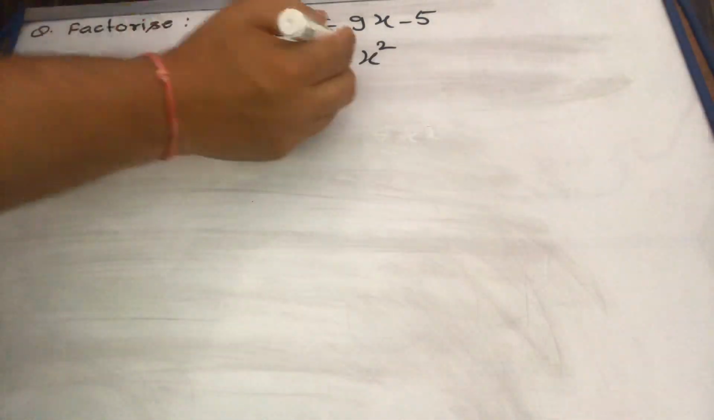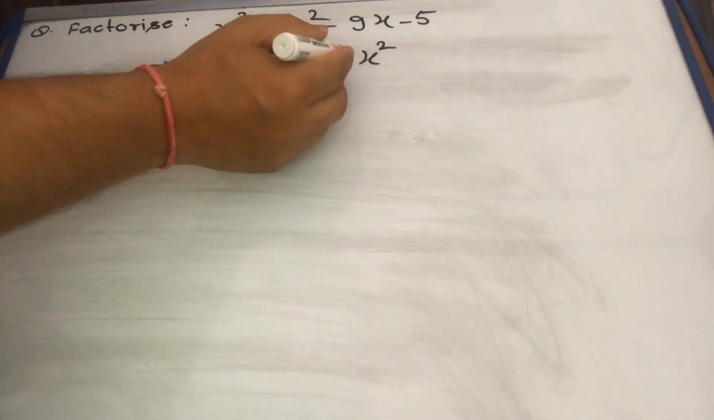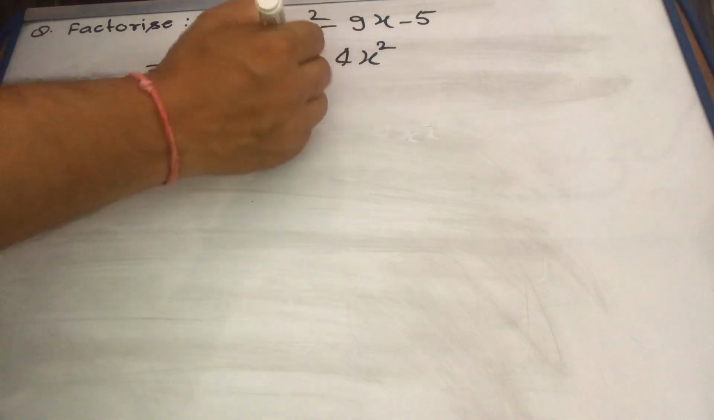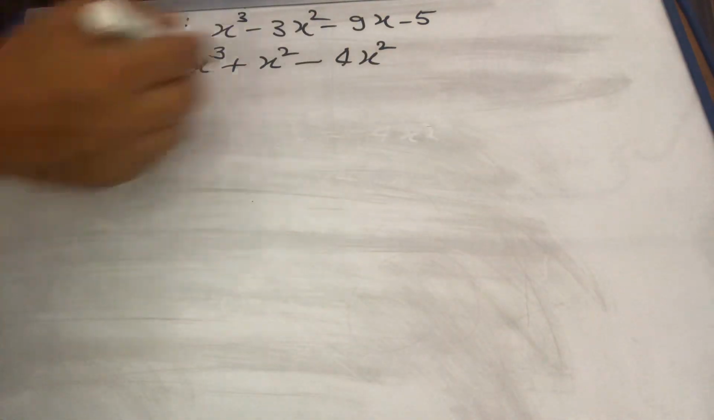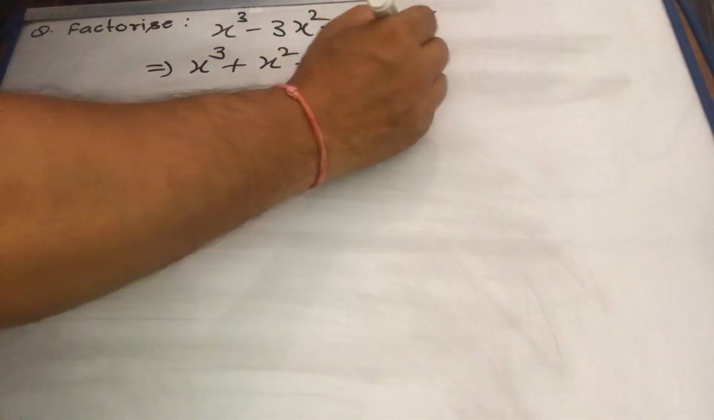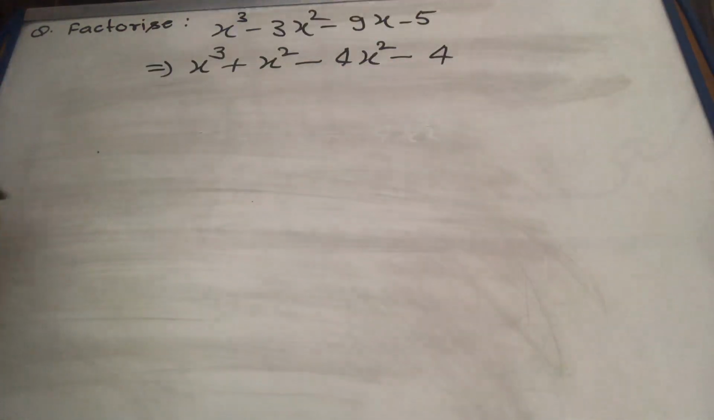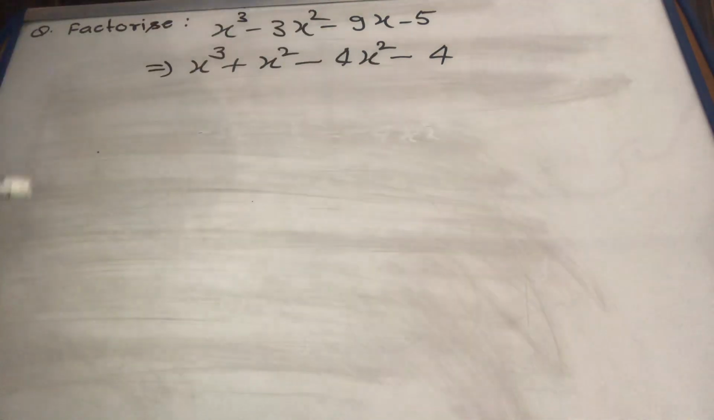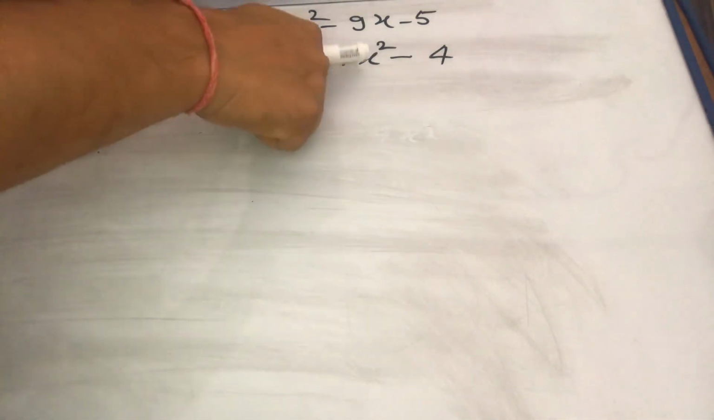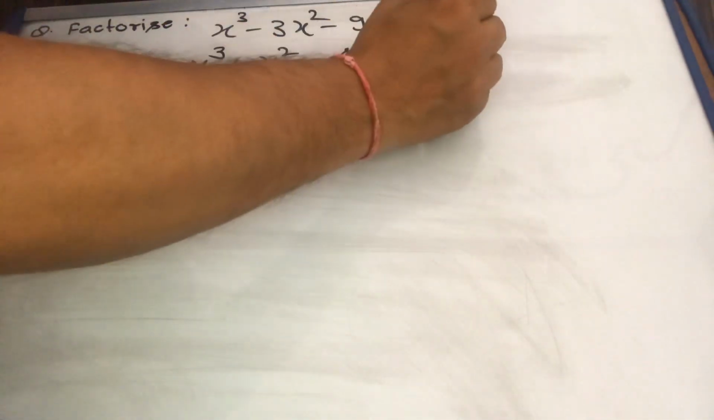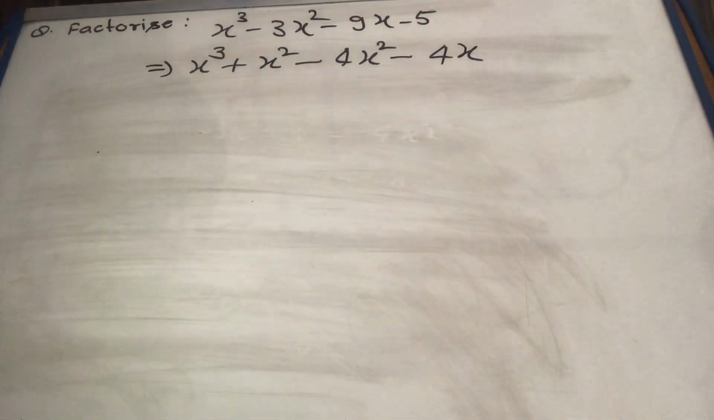After writing this 4x square, now you observe the coefficient of this term. The coefficient of this term is minus 4, so you write same to same, minus 4. And the degree is less than this term, only one degree less. Here is x square, so you will write here only x.